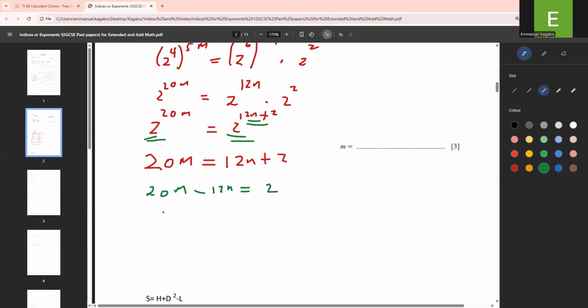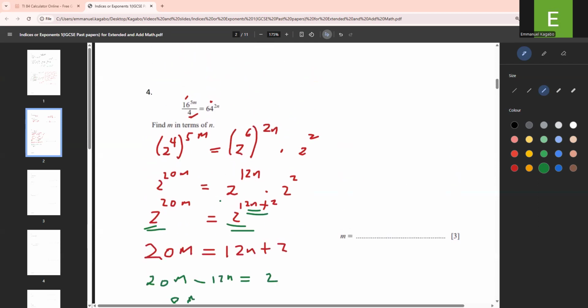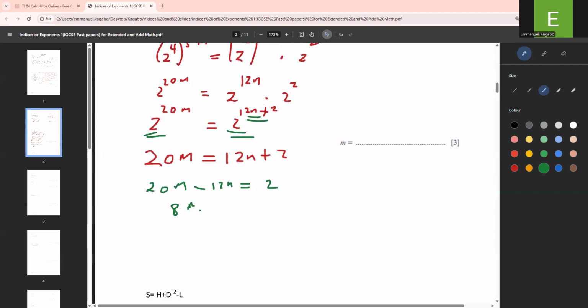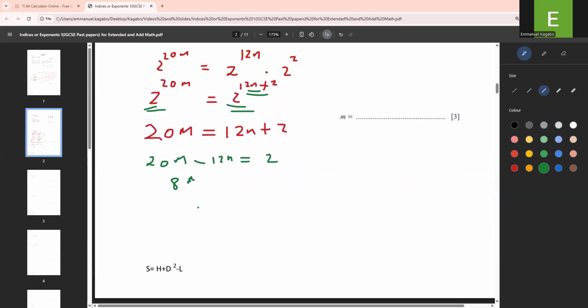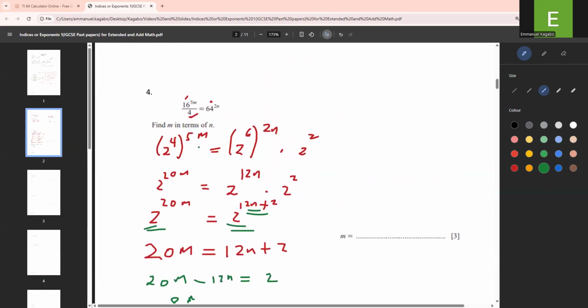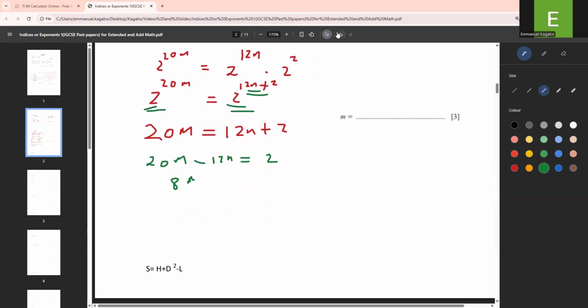So what about here now? I'll get 8m, right? Okay. Actually, they said find the value of m in terms of n. Very easy. So that's not a big deal. So let me just go back here. I would have just kept it here, because they said find m in terms of n.